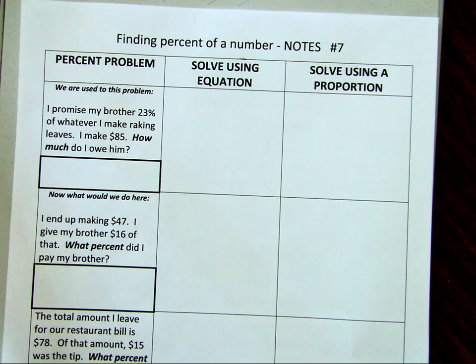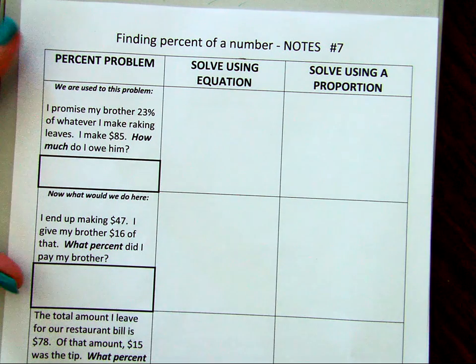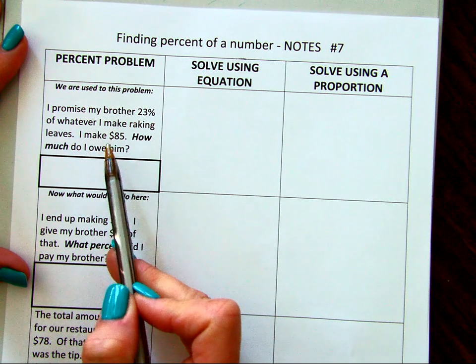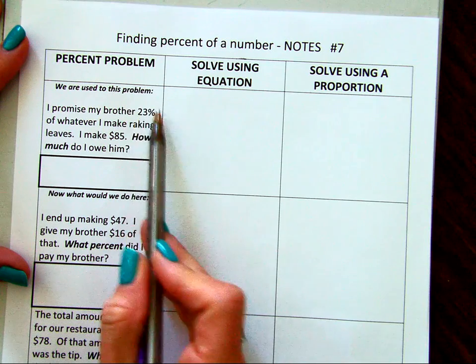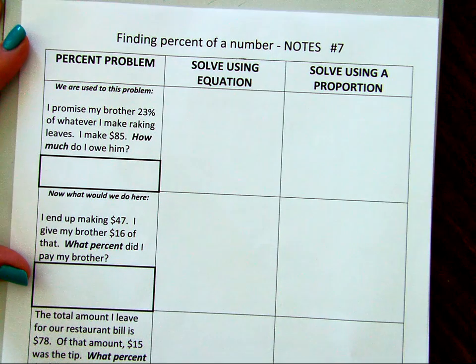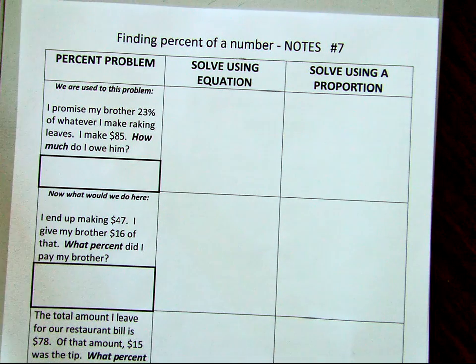So let's say you did that and you said to your little brother or sister, come with me and I'll give you 1% of what I make. And usually you give them a really small amount and make them do most of the work, right? While you sit on your phone or something. Okay, so anyways, here's the problem that we've been doing. I promised my brother 23%. I say, whatever I make, I will give you 23% of it. It's never 50-50, right? Okay?